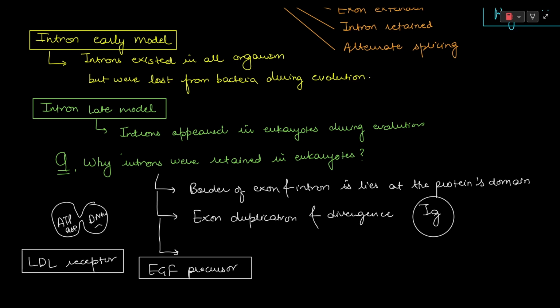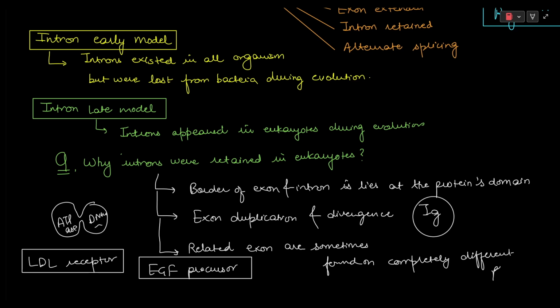So that is my third argument, that related exons are sometimes found on completely different proteins. So again, using these three arguments, I explained why eukaryotes retained the introns. They were useful to them, and they evolved them and retained them.